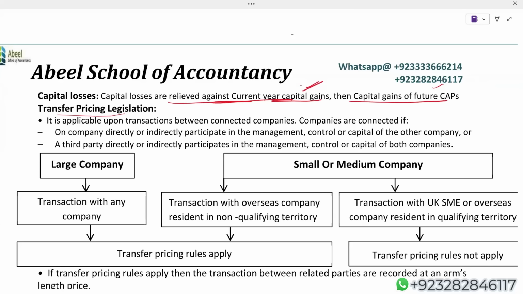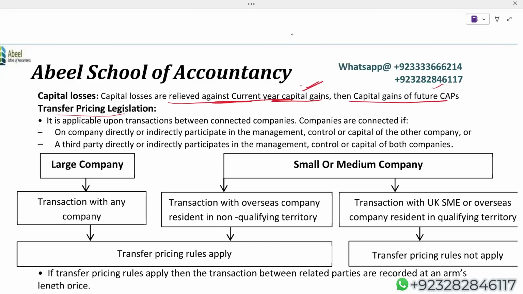Because, okay, when I bring the transaction at fair value, what happens? Then the profitability of one organization will increase and the profitability of another organization will reduce. There's a possibility that the parent has deliberately sold the goods to the subsidiary at a very low price. Due to that, the profitability of the parent has reduced and the profitability of the subsidiary has increased, because the parent deliberately charged a very low price. If the transfer pricing legislation applies, then we will bring that transaction at fair value.